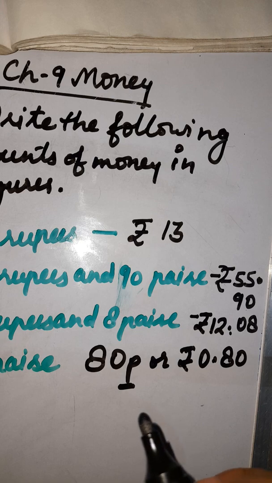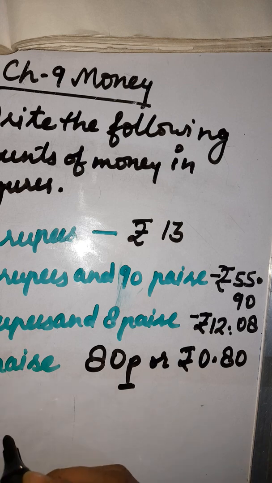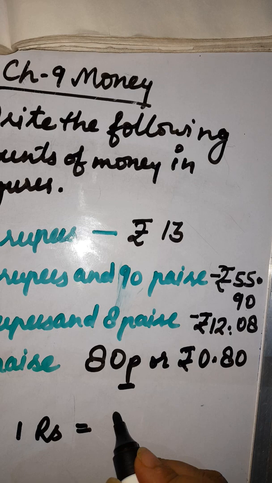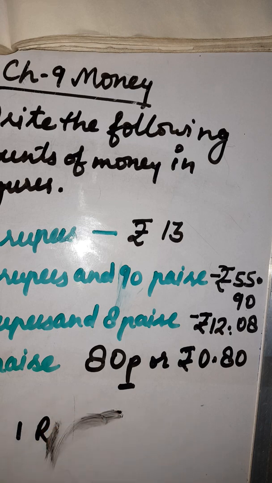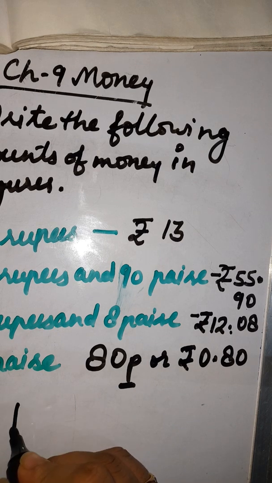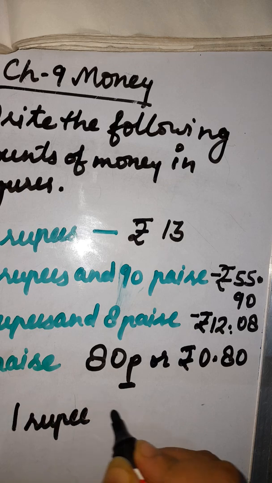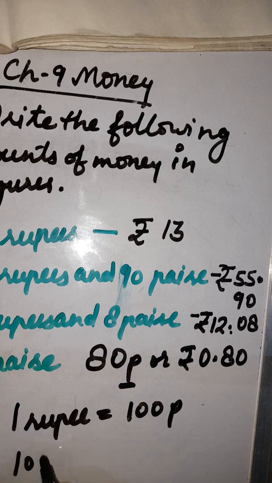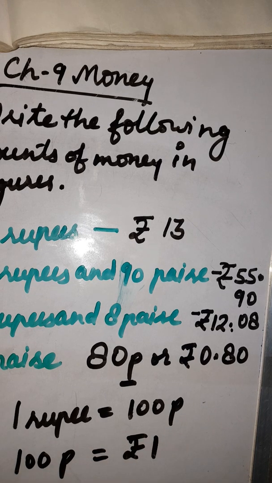One more thing students, we know that 1 rupee is equal to 100 paise, or 100 paise is equal to ₹1. It means 100 paise makes 1 rupee. Fine. So look at the next question.